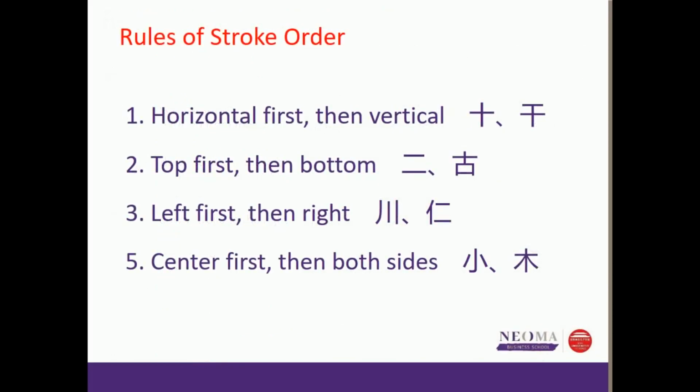Okay? So what are the rules of stroke order? Basically, horizontal goes first, then vertical. So you normally finish the horizontal line, then write the vertical line. And the second rule, top first, then bottom. This is how you write characters.